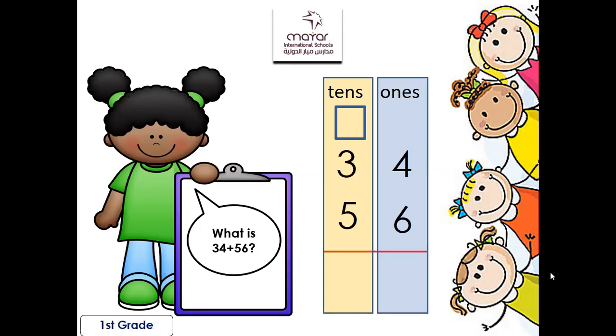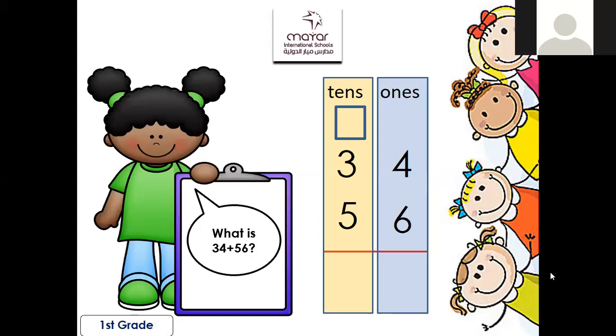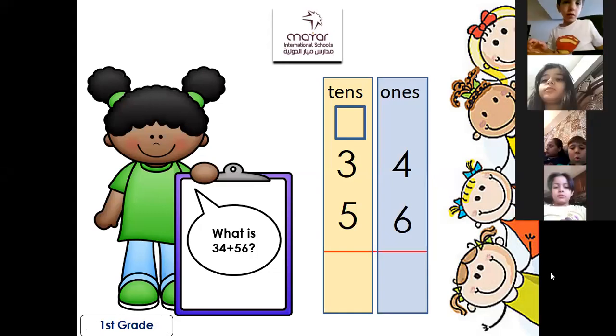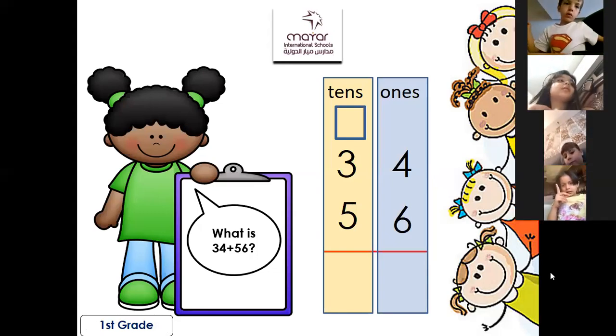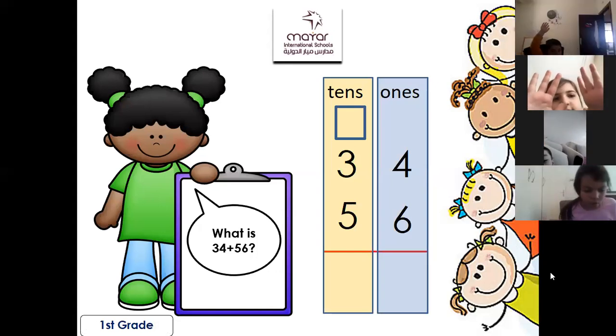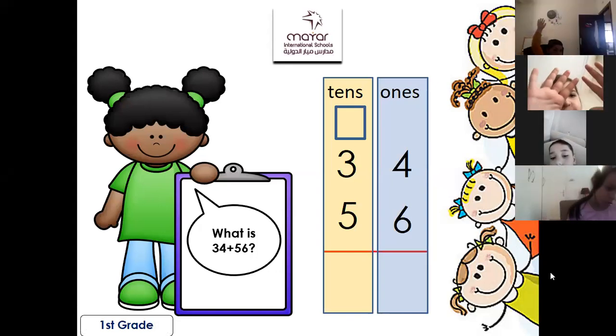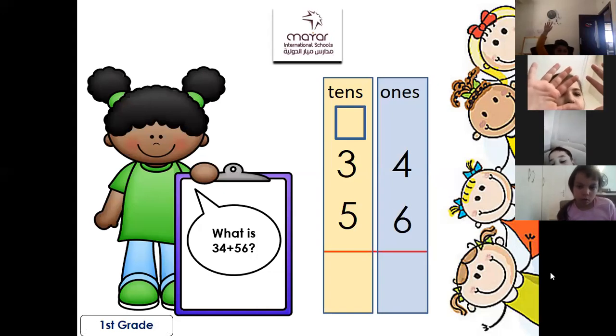Everyone needs to turn their cameras on. Abdullah, Ahmed, Ali, I can't see you. Turn your cameras on. Let me see. Oh, I see some hands. Who's raising their hands? Zareen? What's your name?